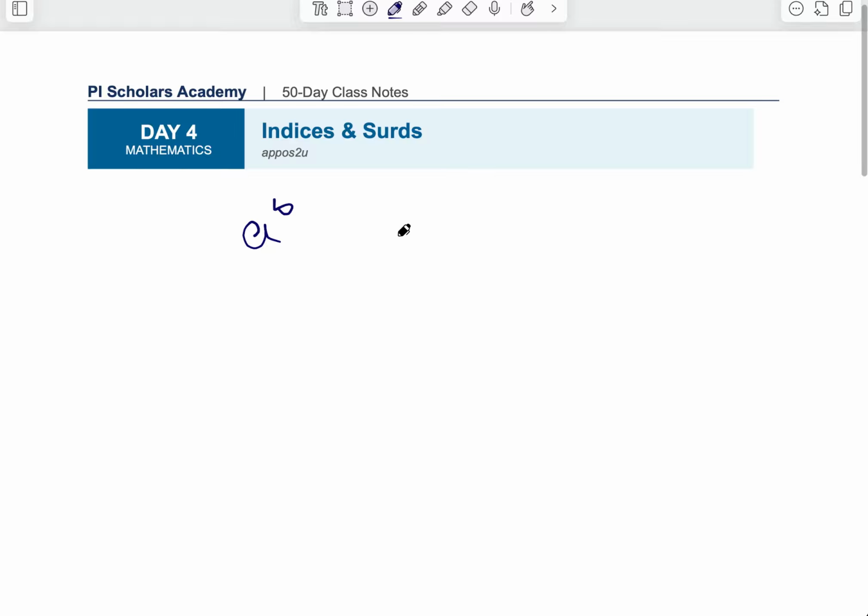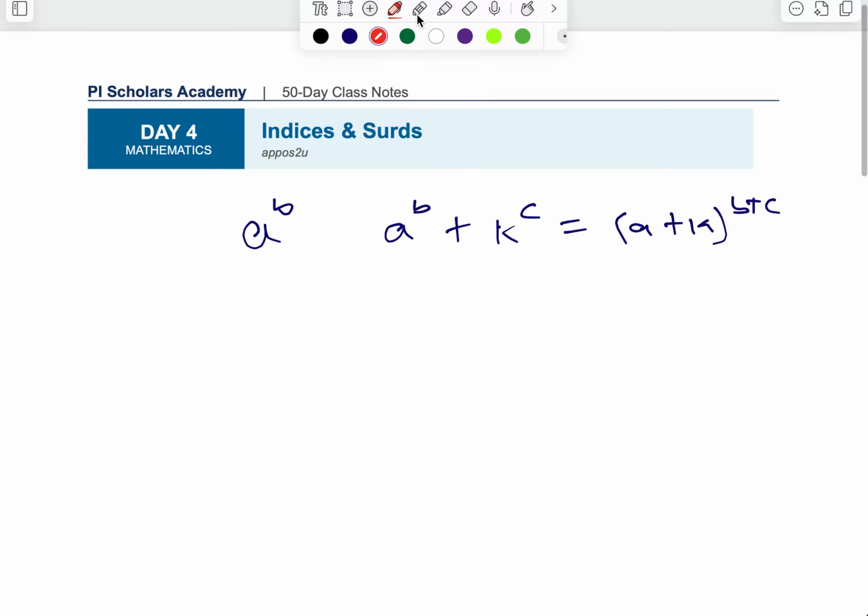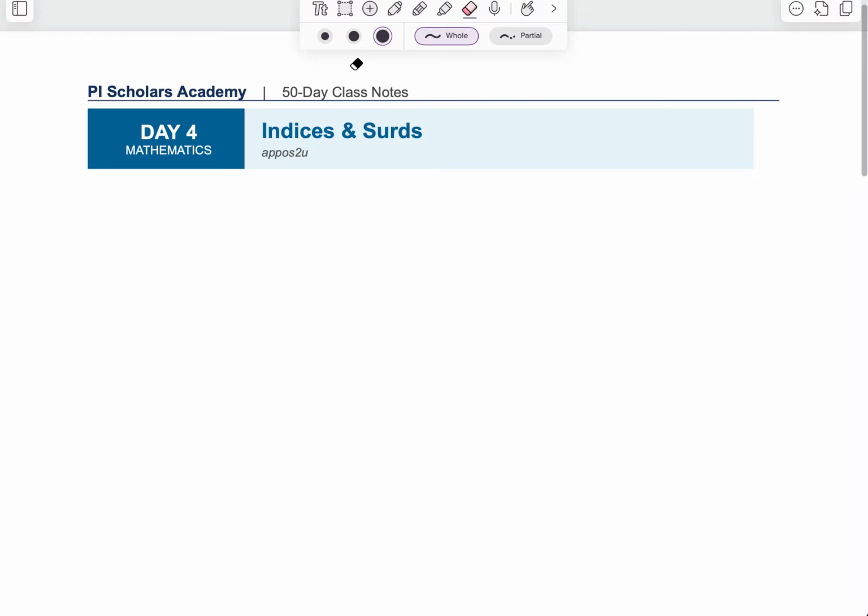One of the major problems, or one of the common misconceptions and mistakes that I've seen students make so far, is this: imagine you are given something like a raised to power b plus k raised to power c. Students will just assume that the bases go pari passu, so you say a plus k, and then you add the powers as well, and you say b plus c. This is very, very wrong. So to avoid mistakes like this, I'm going to give you the list of the rules that you need to always follow whenever you're dealing with problems in indices. So let's get down to it.